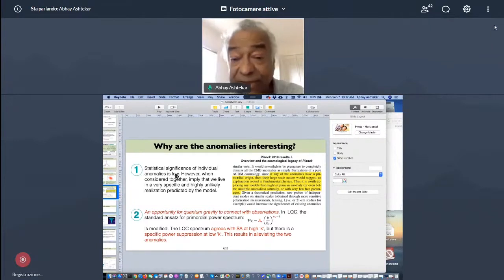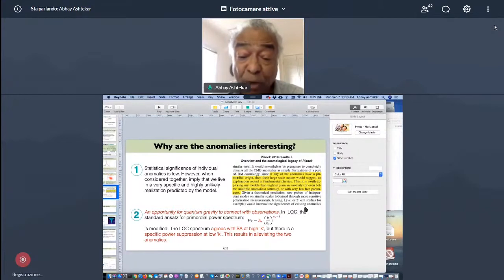Therefore, the Planck 2018 release, in the first paper itself, pointed out that if any of the anomalies have a primordial origin, then the large-scale nature would suggest an explanation rooted in fundamental physics. Thus, it is worth exploring any models that might explain the anomaly, or even better, multiple anomalies, right? Because the probability of living in a universe in which there are two anomalies is very low. So if we can explain such anomalies naturally or with very few parameters, then that would be really interesting. And therefore, we get an opportunity to connect quantum gravity with observations.